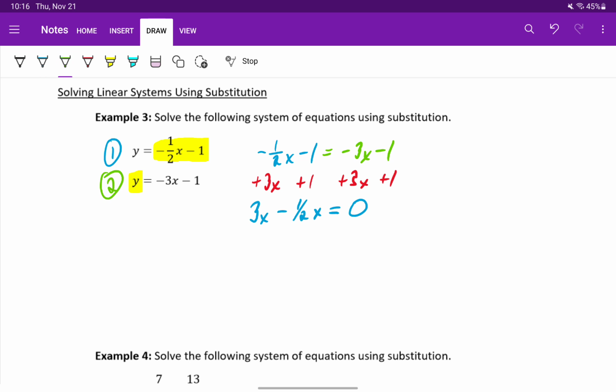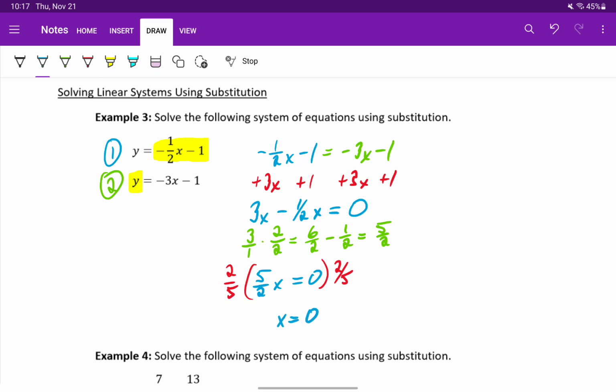Since we have like terms on the left, we can add those coefficients together. Keep in mind that 3 is the same thing as 3 over 1. And then if we multiply by 2 over 2 to get that common denominator, we'll have 6/2 minus 1/2, or 5/2. On the left-hand side of the equation, then, we'll have 5/2 x is equal to 0. Our last step to solve will be to multiply both sides by the reciprocal of that fraction. Giving us x is equal to 0.